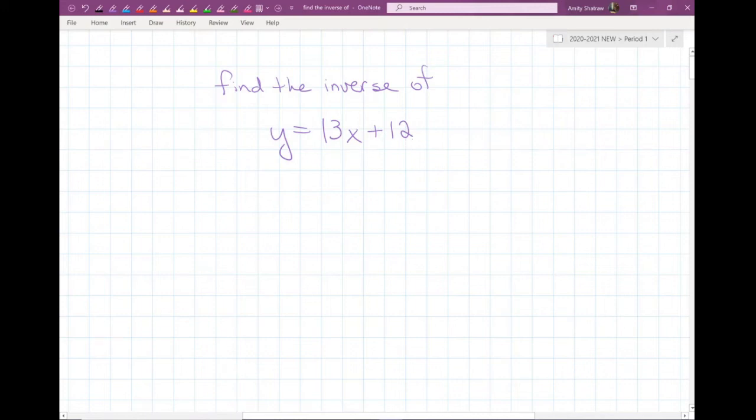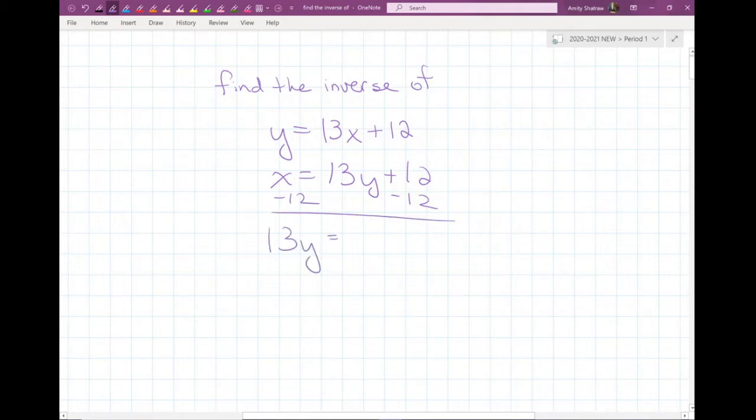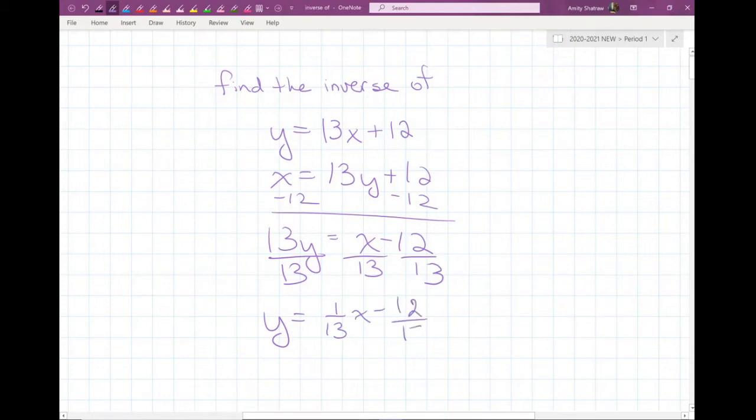Okay, so we begin by finding the linear inverse of this linear function, and that means I'm going to swap x and y, and I'm going to add the opposite to both sides. I'm going to write my equation down with a y in front so that I can divide by that coefficient, and then my linear inverse function has now been created.